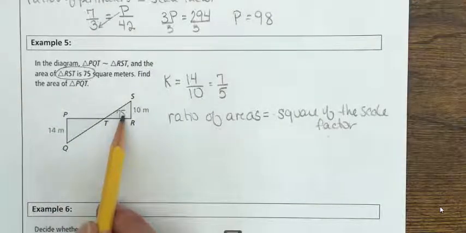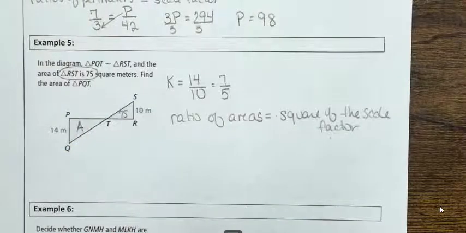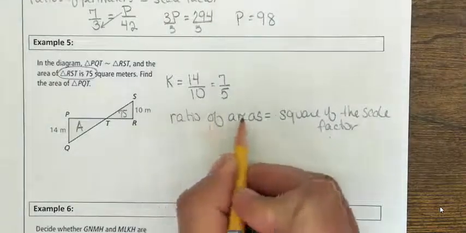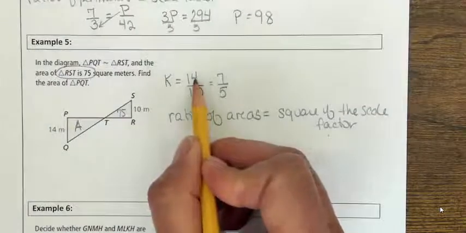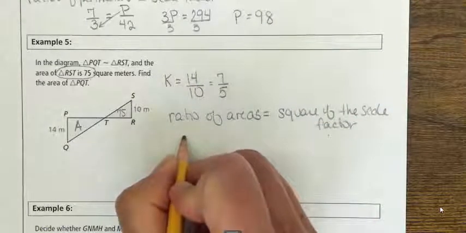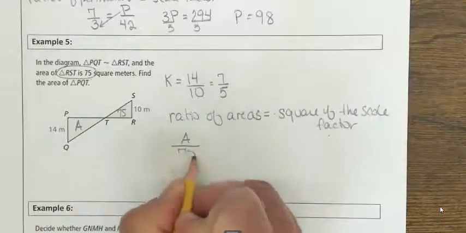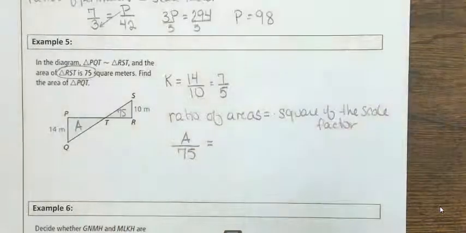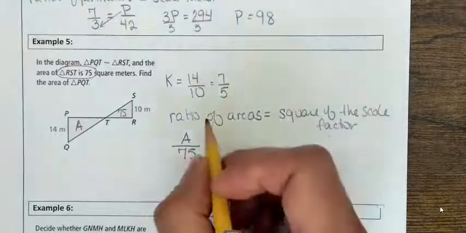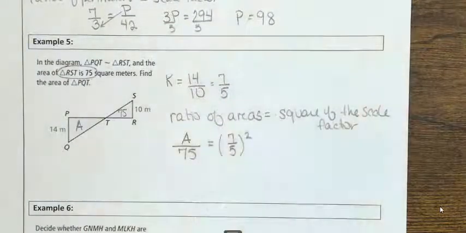So when I do the ratio of the areas, maybe I'll call this big A, okay, for the area of triangle PTQ. So when I do the ratio of the areas for the scale factor, I put the bigger one over the smaller one. So I'm going to do the same thing here. I'm going to have the area of the big one over the area of the small one. And that's going to equal the square of our scale factor, which is 7 over 5. And then I have to square that.